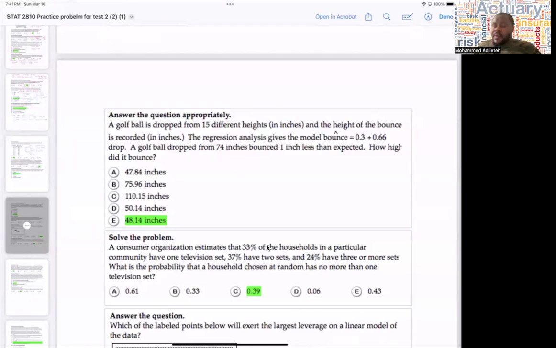This is the final part of the review. We've already done one and two, and so this is the final part. So we are trying to finish all the questions now.